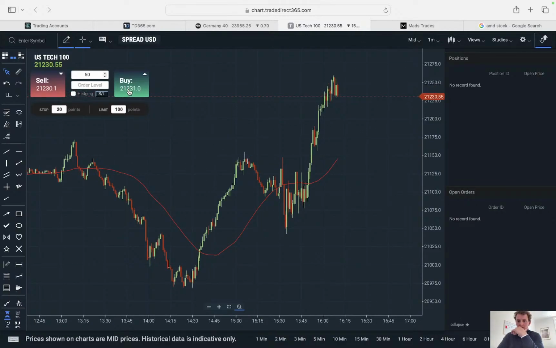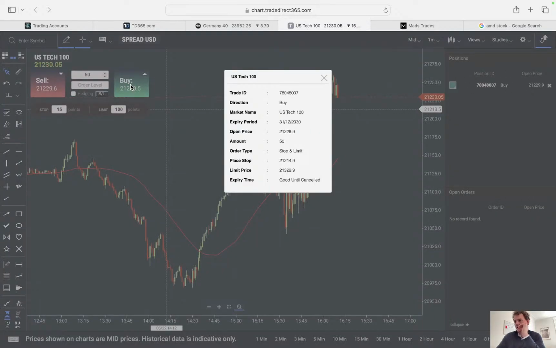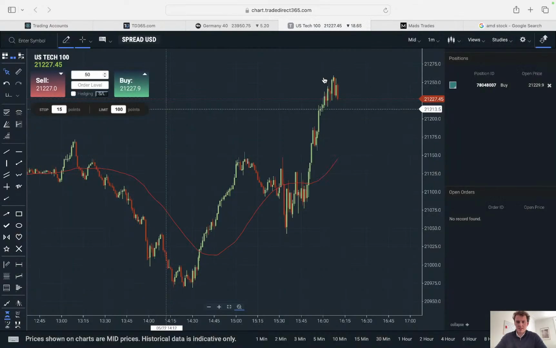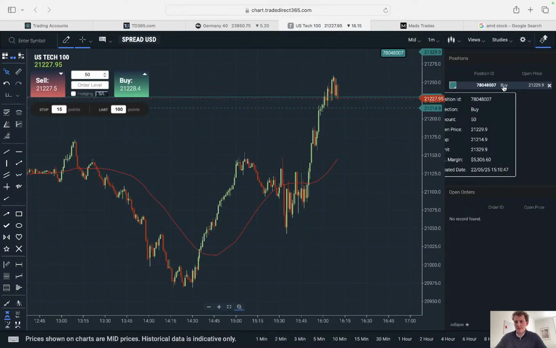Could take another long position here. I'll have a 15-point stop loss. I think it could potentially come back to 200. This is my last trade. I'll do another long position here. Let's see if it's going to push back or if it starts selling off. It could potentially sell off now.